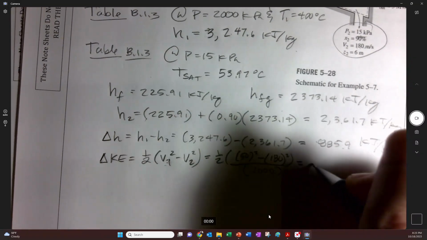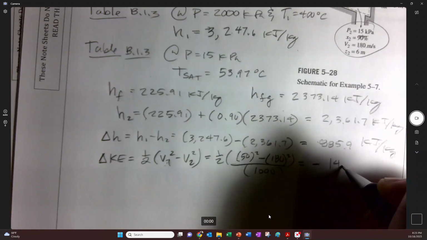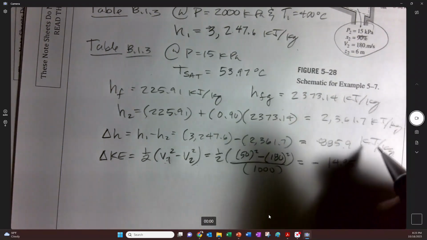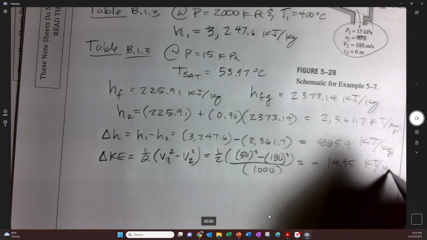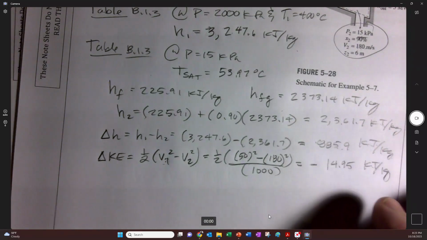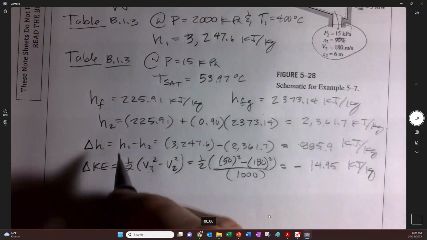We're going to get a negative 14.95. That's not a lot compared to that. I mean, it's some, but not a lot.